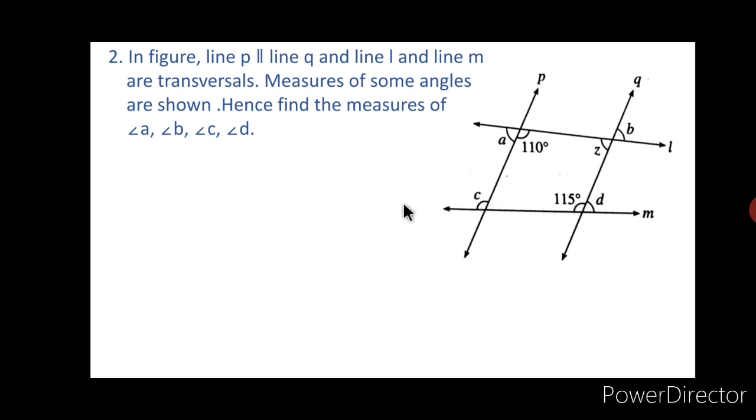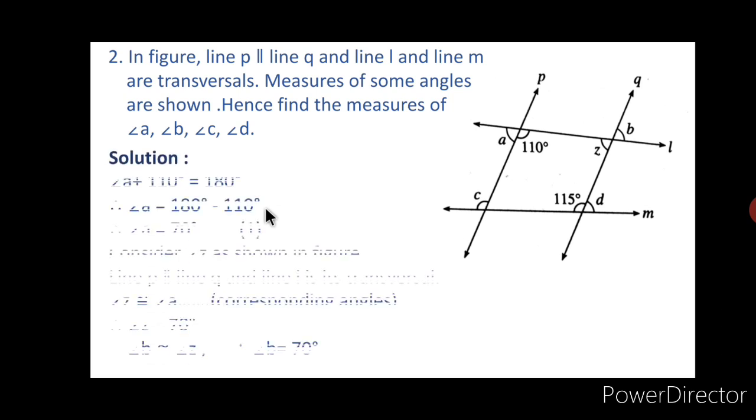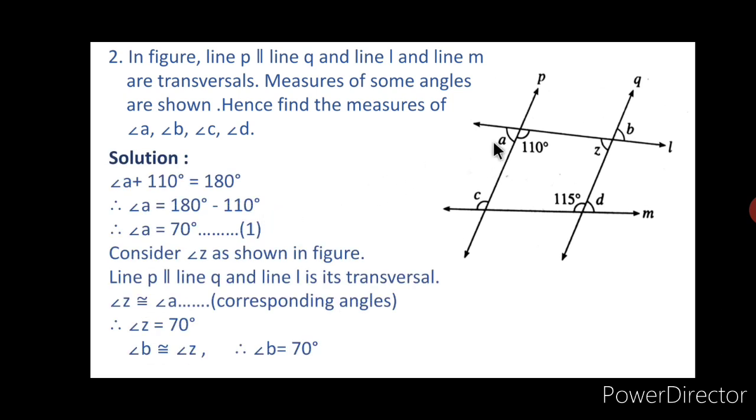Then the solution is angle A plus 110 degrees is equal to 180 degrees because these two angles are in linear pair. Therefore, angle A is equal to 180 degrees minus 110 degrees. Then we get here angle A as 70 degrees.